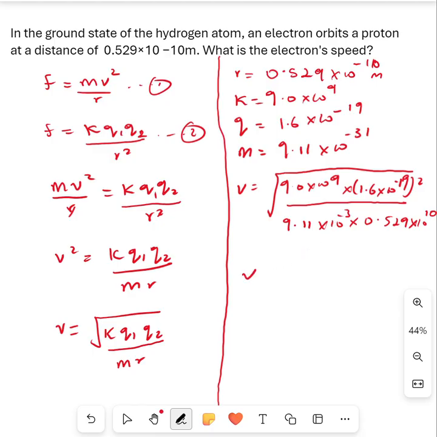If you do this properly, your final answer should be 6.91 times 10 raised to the power of 6 meters per second.